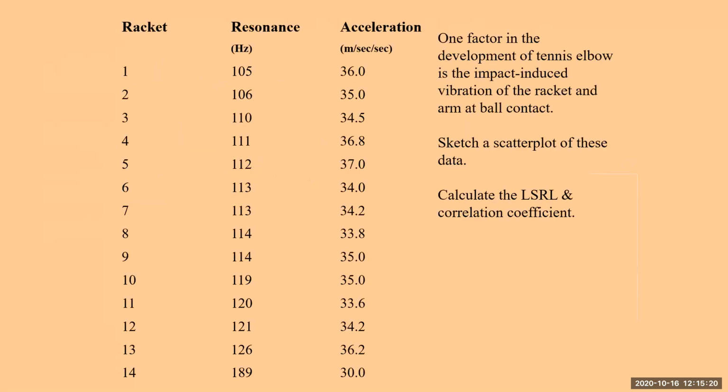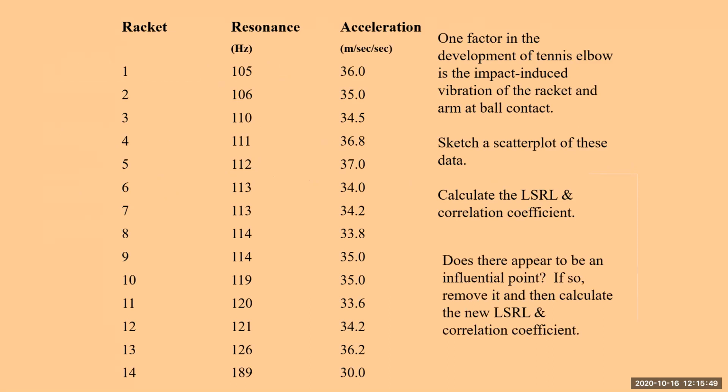So look here, we have some more data on racket resonance and acceleration for some balls. One factor in the development of tennis elbow is the impact-induced vibration of the racket and arm at ball contact. That's kind of how we get tennis elbow sometimes. Sketch a scatter plot of the data and calculate the least squares regression line and the correlation coefficient. Does there appear to be an influential point? And if so, if we remove it, recalculate the least squares regression line and correlation coefficient.